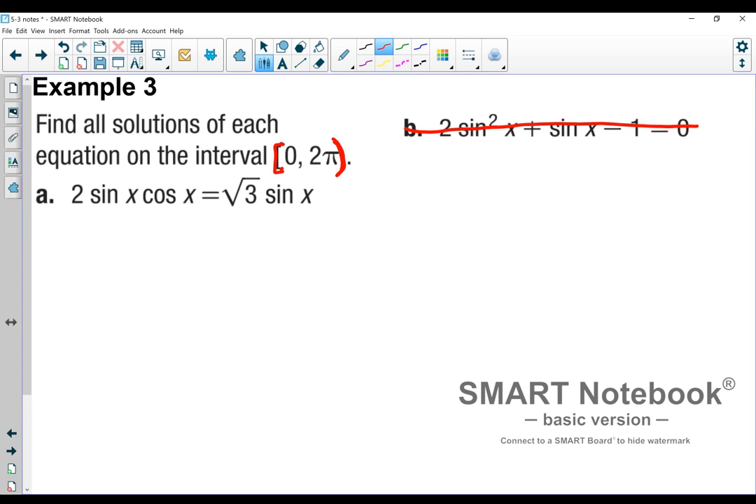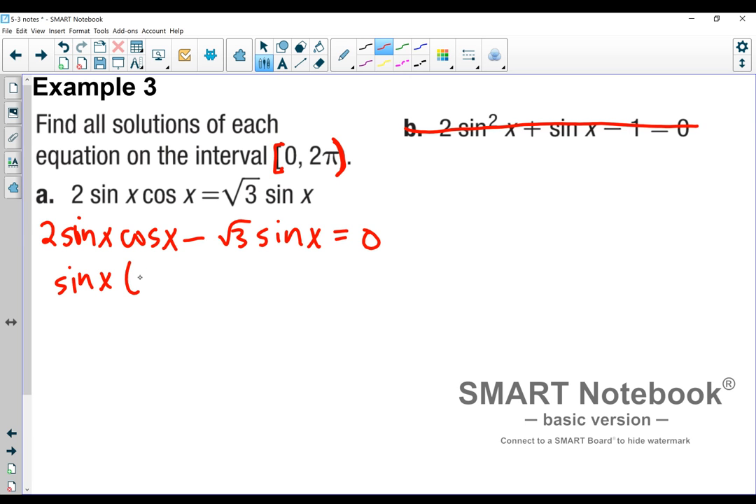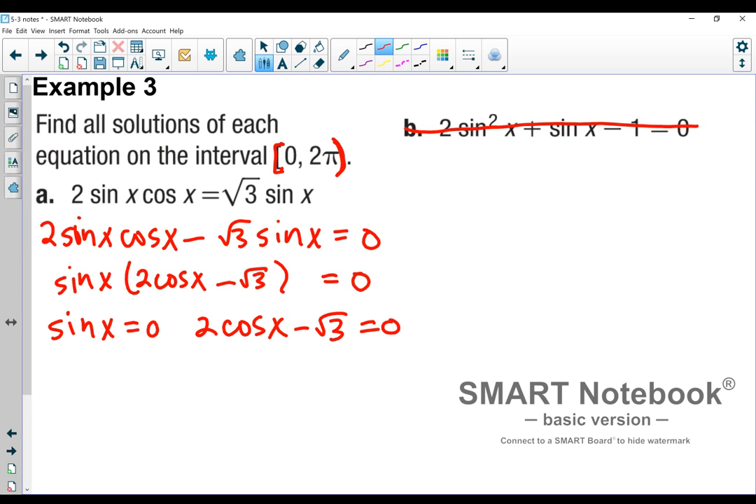So for example 3, I really need to get everything on one side. This is a strategy we'll use at times. So 2 sine x cosine x minus square root of 3 sine x equals 0. And then we're going to factor. I can factor a sine x out of both terms, and then I have 2 cosine x minus square root of 3. Then we can solve with the zero product property. So either sine x will equal 0 or 2 cosine x minus square root of 3 equals 0.